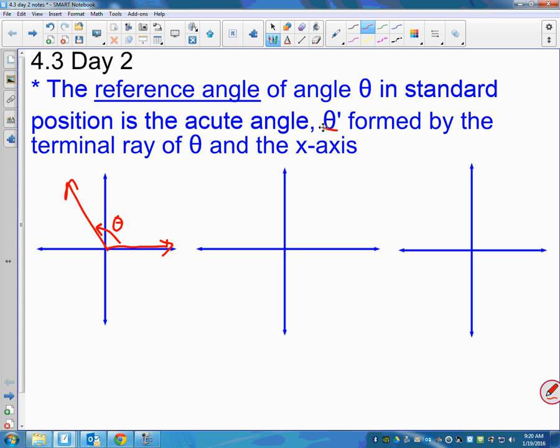The reference angle is the angle formed by the terminal ray and the x-axis. If you can see that, that's always going to be an acute angle in quadrant 2. It would just be from here down to the x-axis, and we can call that theta prime. How could you figure out what theta prime is if you know what theta is?